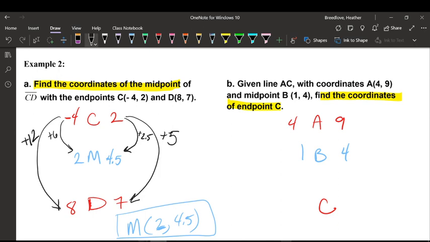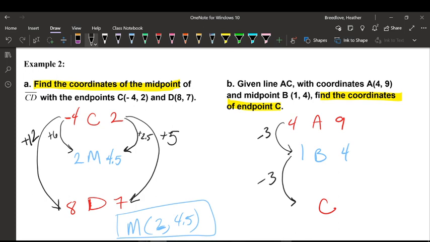If I'm at the start, at 4 for the x's, and I want to end up at 1, did I go in the positive or negative direction? Negative, right? How many steps in the negative direction did I move? 3. So that gets me halfway. If I want to get all the way to the other side, what do I got to do? The same thing again, right? Because it's halfway.